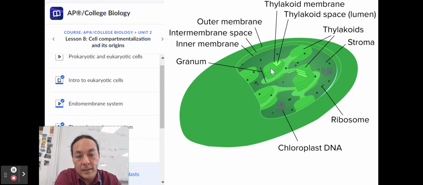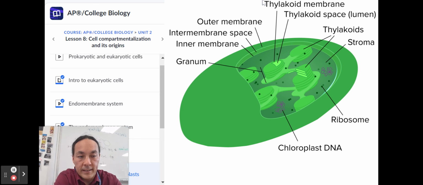The stroma, or fluid around these thylakoids, is where the Calvin cycle takes place, where the products of the light-dependent reactions, which would be NADPH and ATP, are used to help fix carbon dioxide into an enzyme called Rubisco that's around, and it's then going to be made into sugars, right? So the sugar part happens out here. More to come in Unit 3.